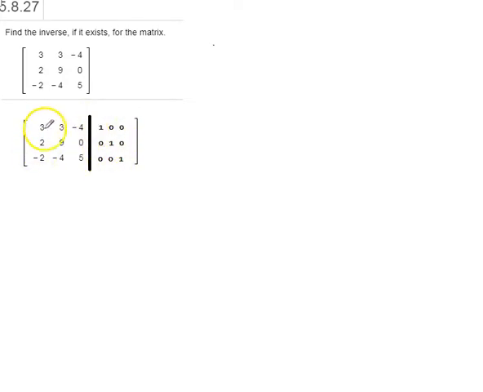So I'm just going to change this first value. I need it to be a 1. And to do that, I could divide everything here by 3, but then that's going to give me some fractions. Instead, I'm going to add row 2, the opposite of it. So make everything in row 2 negative and add it to row 1.